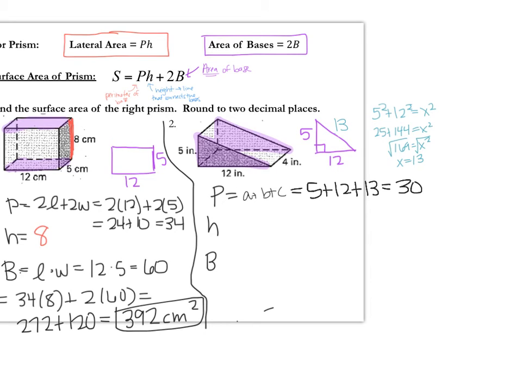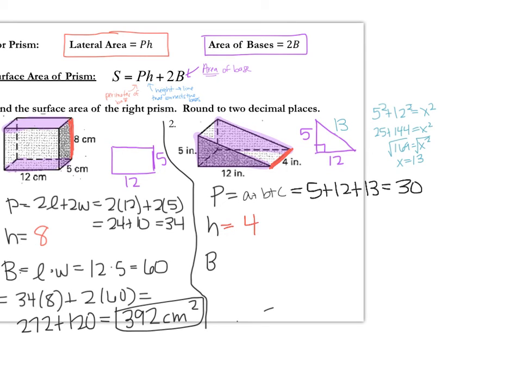H, remember, is the line that's connecting the 2 bases. So this is going to be the 4, the number we haven't used so far in the problem yet. That's going to be the height. Because if you imagine putting that prism on the triangle side, that's how tall that would be.